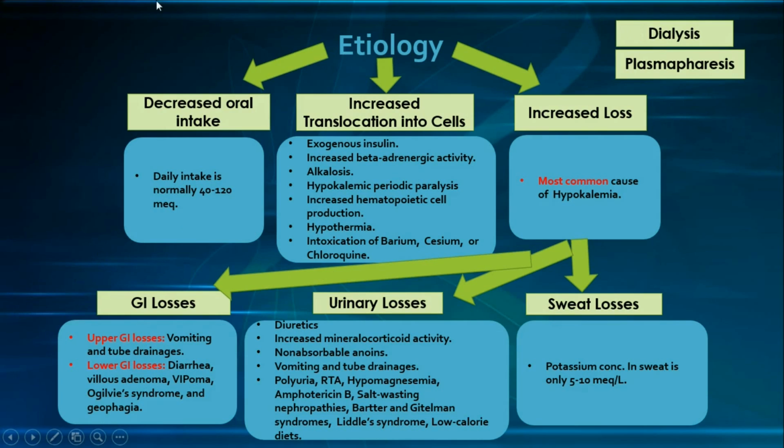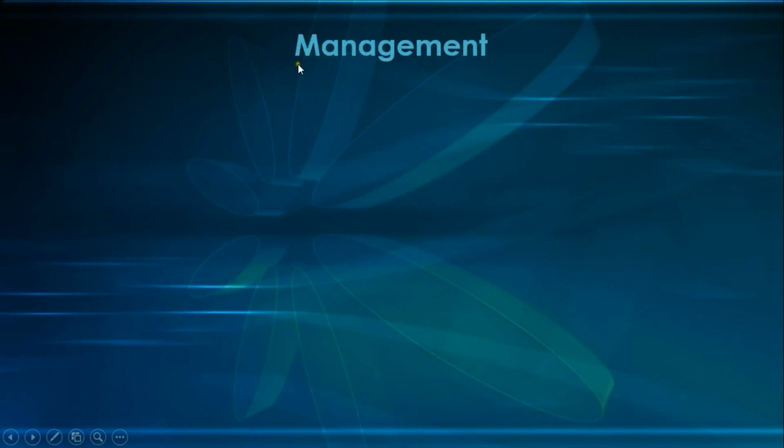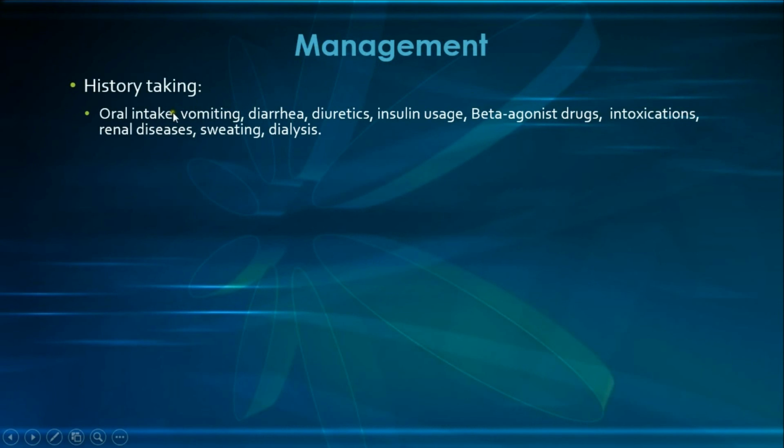This is all for the etiology of hypokalemia, and now let's go to the management of hypokalemia. Like all of our previous videos, management starts with history taking, and beginning with the history taking, we assess the oral intake. Is there any decreased dietary potassium? We ask the patient about any vomiting, diarrhea, or the use of diuretics, or even the use of insulin or beta-2 agonists as in asthma, or intoxications as in barium or cesium, or any history of renal diseases, especially those causing salt-wasting nephropathies, or any recent history of sweating or the use of dialysis. Those points are just a few of a long list of things you should ask in history.